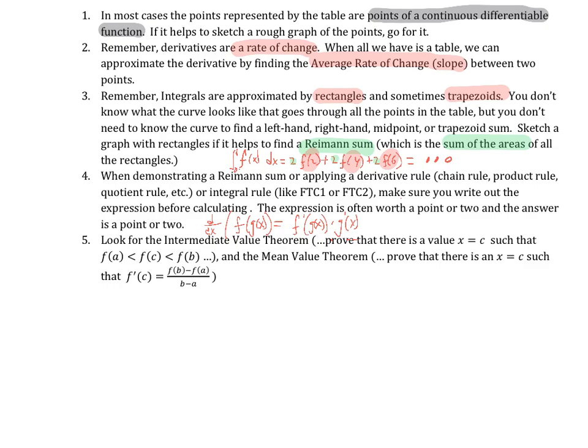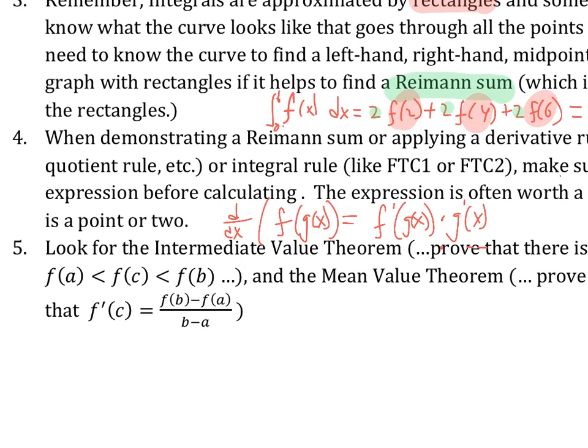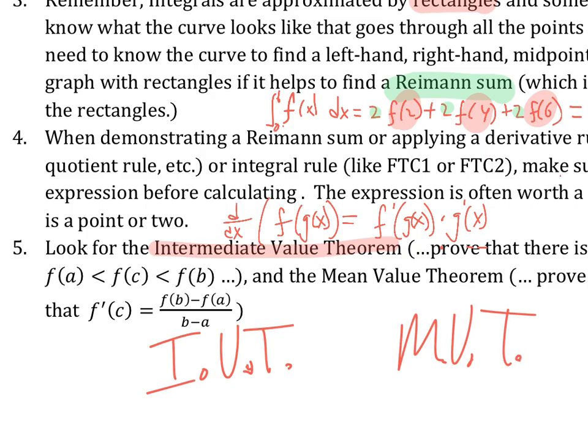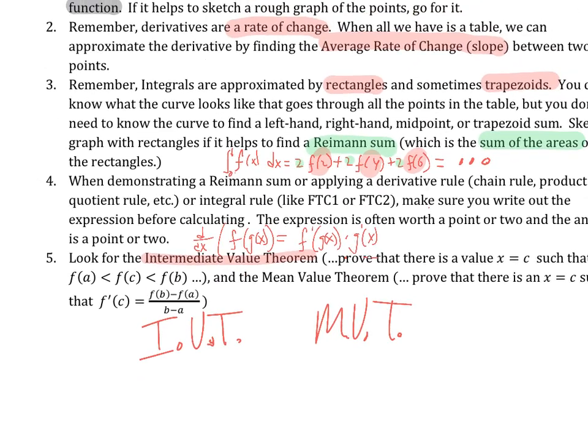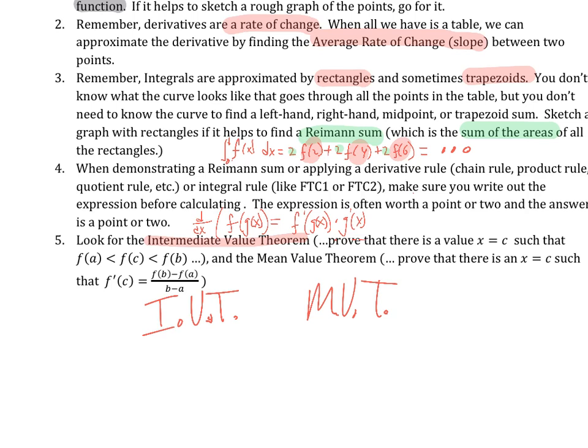A couple of last things to look out for: be ready for the intermediate value theorem. IVT is an acceptable abbreviation. And then the mean value theorem, MVT. Keep those straight. IVT is about values, f of x, f of c, finding a value for f of c. The mean value theorem is about finding a derivative.